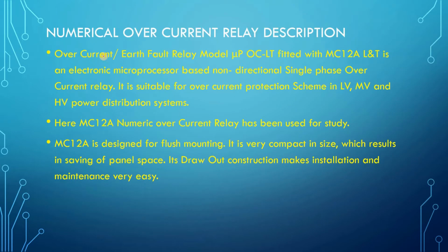So for the overcurrent relay or arc fault relay model, as you know, we have to use MC12. This is the model number of the numerical relay which we will test in this experiment. This MC12A, manufactured by L&T, is an electronic microprocessor-based non-directional single-phase overcurrent relay. It is suitable for overcurrent protection schemes in low voltage, medium voltage, and high voltage power distribution systems.